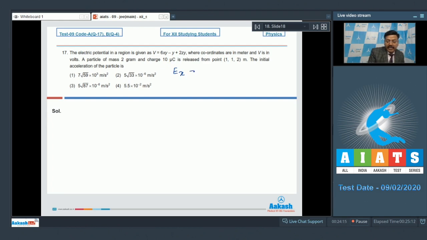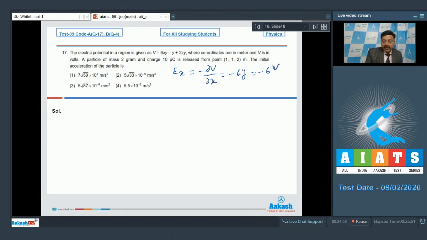So Ex, the x component of electric field, is minus del V by del x, and in this particular case if we take partial derivative of V with respect to x and put a minus sign also, this comes out to be equal to minus 6y for the first term. For the second term and third term it's going to be 0 because there is no x involved there. So it's minus 6y, and if we put the value of y, which is 1 meter, this is coming out to be minus 6, the unit will be volt per meter.